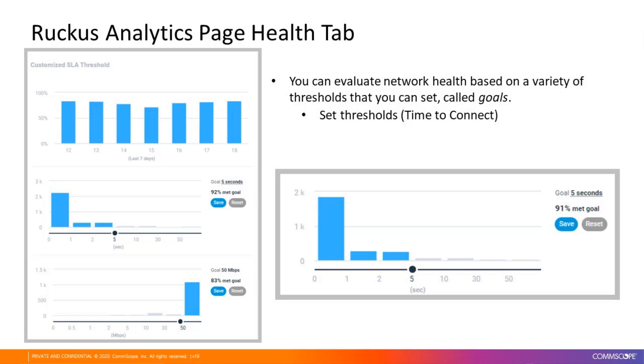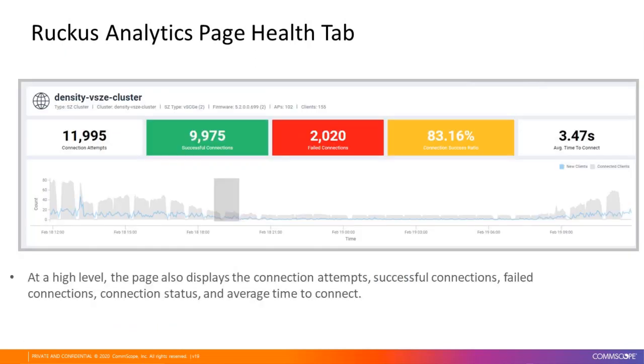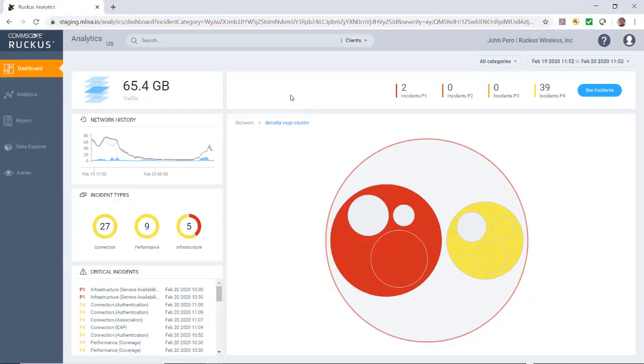These are called goals. For example, you can set the goal or threshold to 5 seconds for all clients to connect to the network and confirm the number of clients accomplishing the 5-second goal in real time. At a high level, the page also displays the connection attempts, successful connections, failed connections, connection status, and the average time to connect.